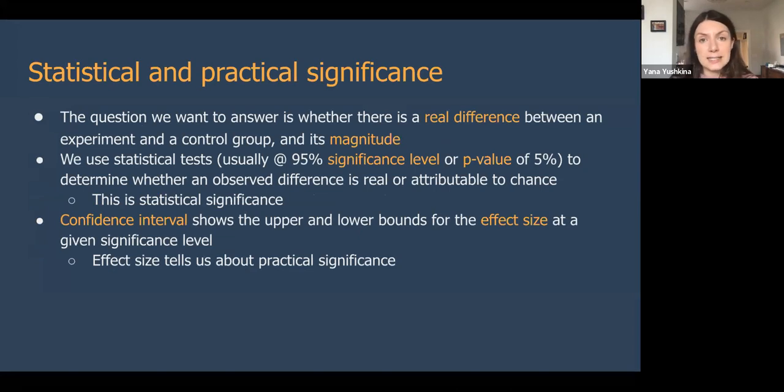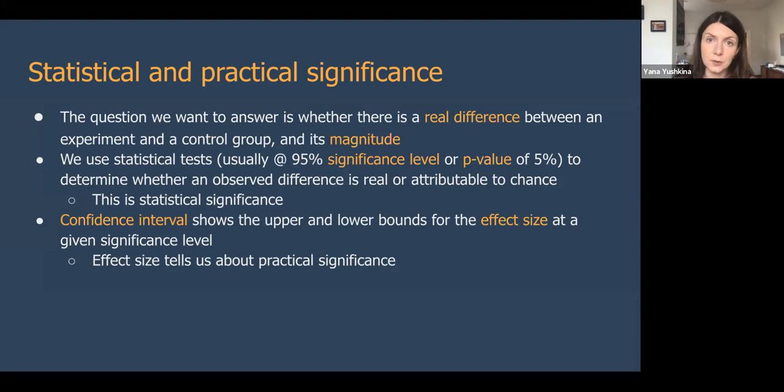So since we're testing whether there's an effect of your change, we have a null hypothesis, which, in layman's terms, just means that whatever we currently have is our null hypothesis, whatever most of our users are seeing. And we're trying to see if our change is going to affect the metrics that we care about. So we try to figure out if there's a real difference and what its magnitude is. And to do that, we use statistical tests, typically at the 95% significance level, which corresponds to a p-value of 5%.